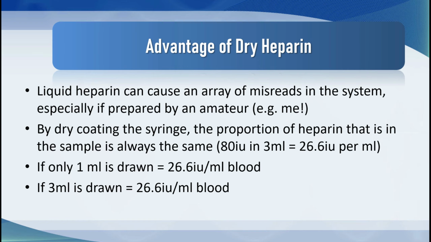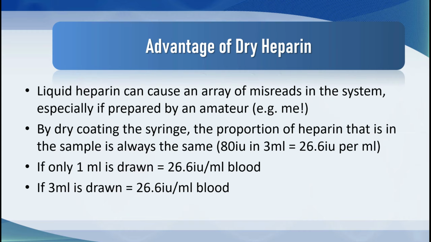Now, these syringes are 3 mils, and they contain 80 units in the 3 mils, but that works out at 26.6 units per mil. And nobody draws 3 mils. If only 1 mil is drawn, that will contain 26.6 international units per mil of blood. If 3 mils is drawn, 26.6 international units is in each mil of blood, so it doesn't vary.